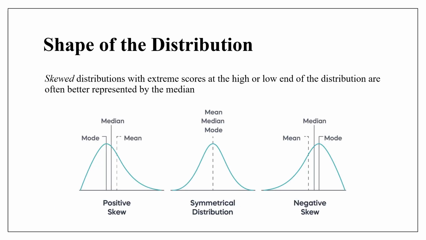But as soon as we have skewed distributions, the mean is not going to be a good measure of the typical score. Why? Because skewed distributions means that we have extreme scores in our data set. That's why we have either this tail or this tail happening, because we're going to have very few observations that are gonna fall on these areas.